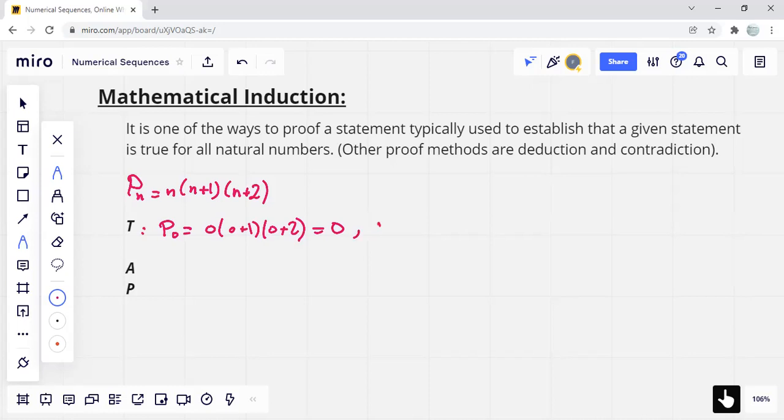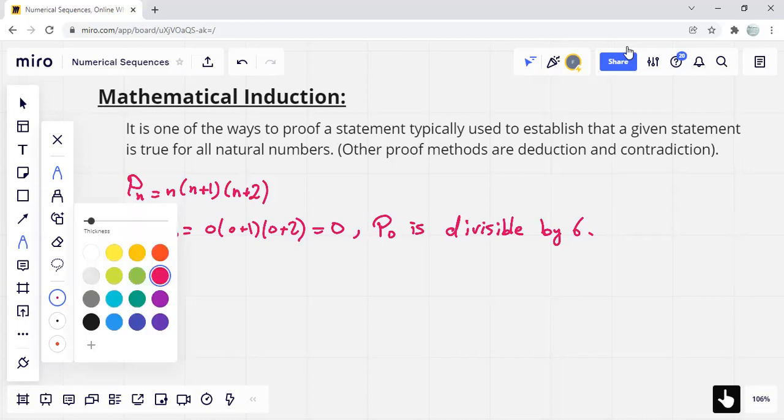So P0 is divisible by 6. Okay, we can try it for P1. We get 1 into 1 plus 1, which is 2, into 1 plus 2, which is 3. 2 times 3 is 6. Also 6 is divisible by 6, but there's no need. Just finding it for P0 is enough.